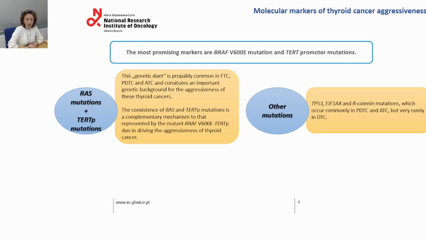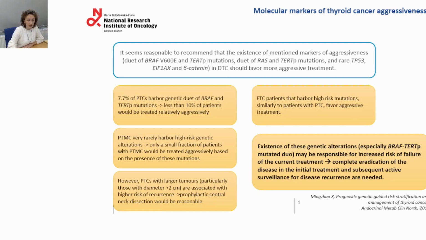Among other mutations that are associated with more aggressive thyroid tumors are mutations in TP53, the EIF1AX gene, and beta-catenin. But these are more common in poorly differentiated and anaplastic thyroid carcinomas and are very rarely present in differentiated thyroid carcinomas. However, many studies indicate that it seems reasonable to recommend that the existence of the mentioned markers of aggressiveness in DTC should favor more aggressive treatment.